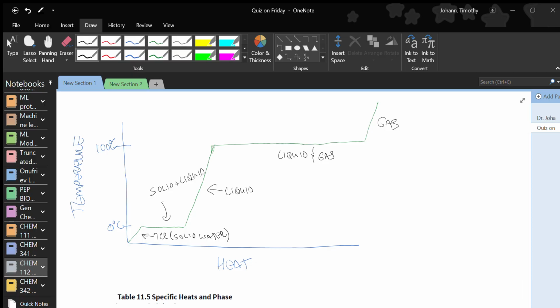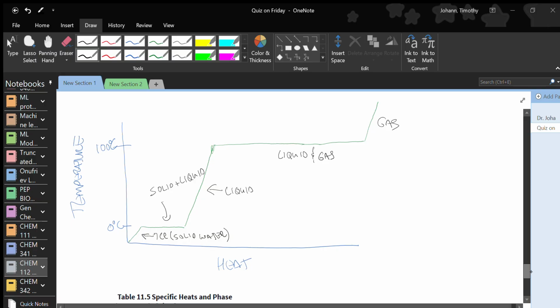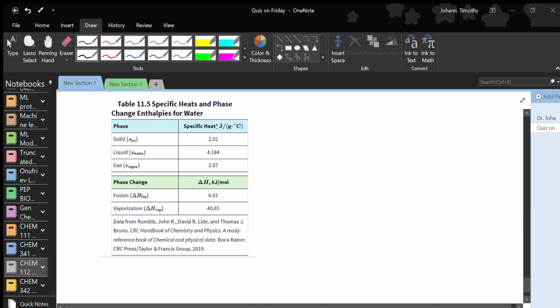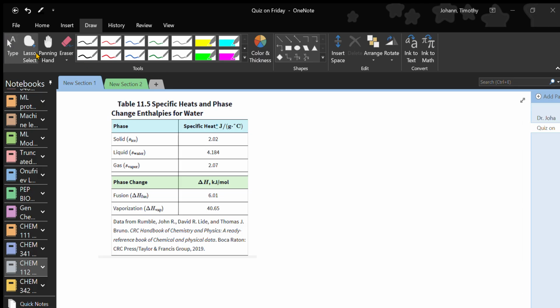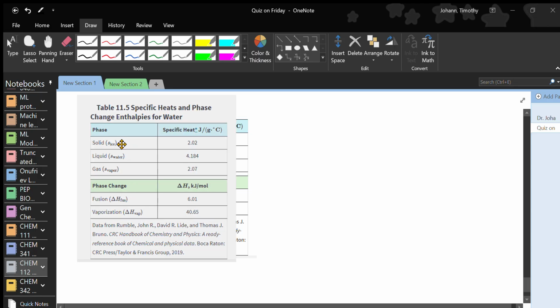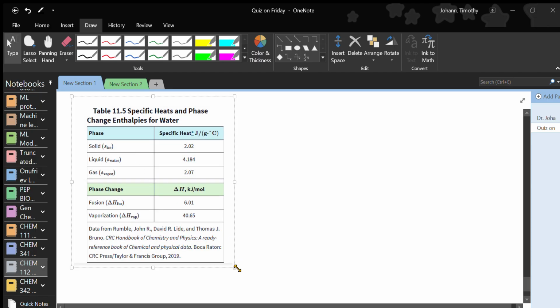You go from 0 degrees water to 100 degrees liquid water. This is 5 times as much heat. I want to give you a feel for that using the actual numbers. Okay, and this will give us a little bit of practice with dimensional analysis. So here we have a table from your book.